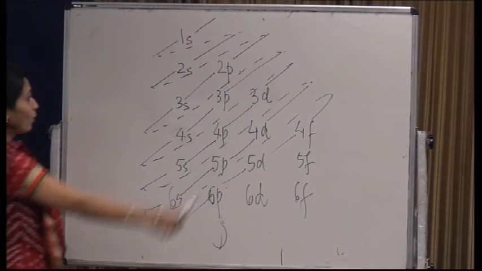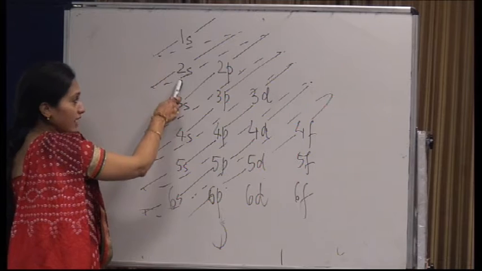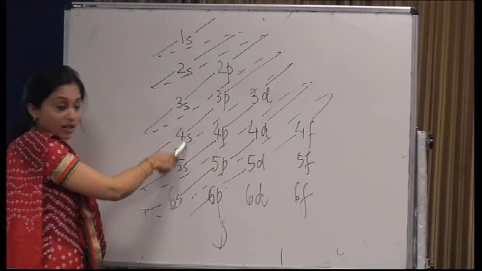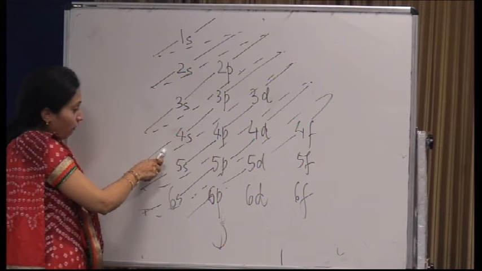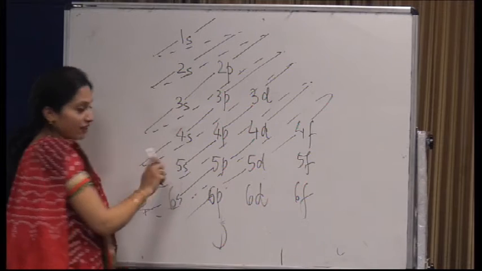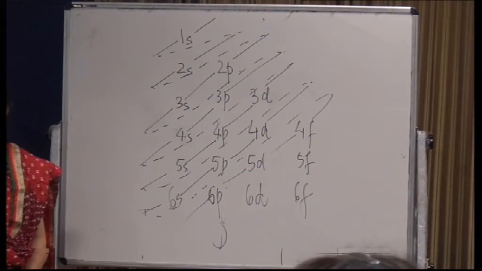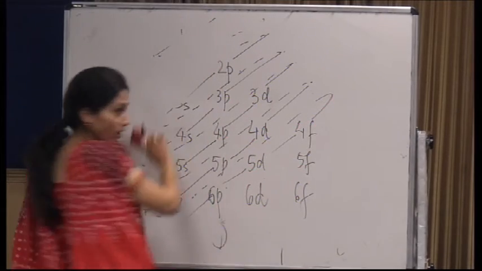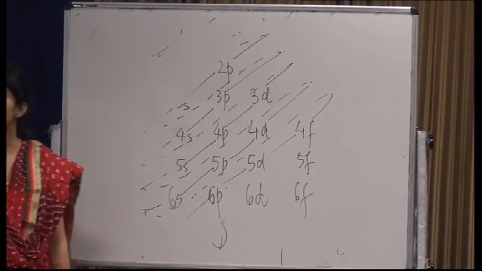That means 1s will get filled first, 2s followed by 2p, 3s, 3p, 4s. After 3p you will have 4s. After 4s you will have 3d, 4p, 5s. Clear with this particular concept? Then I will give you, remember that.